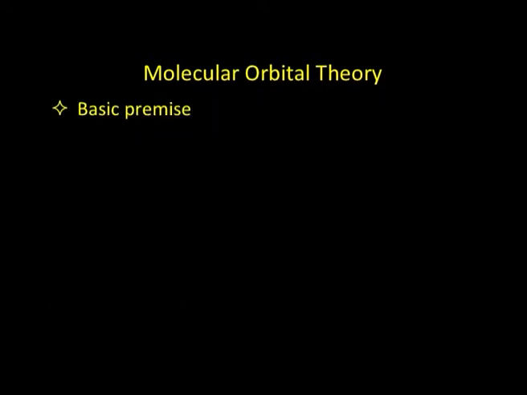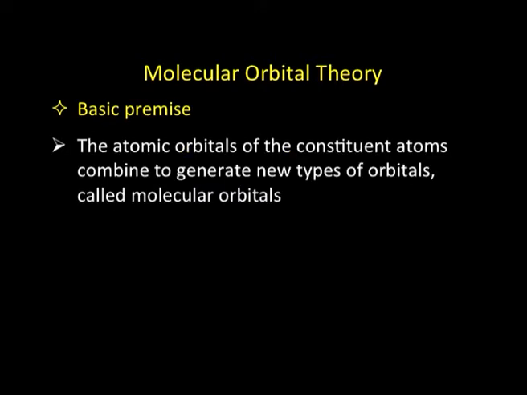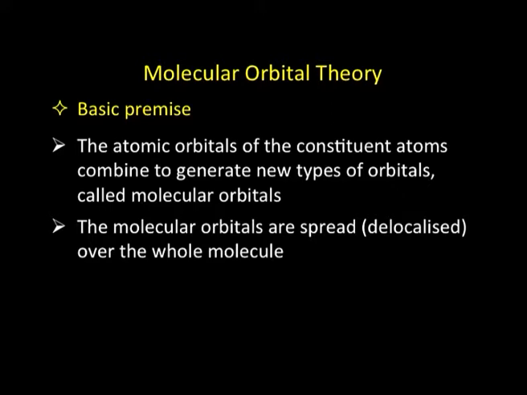The basic premise of this theory goes as follows: the atomic orbitals of the constituent atoms combine to generate new types of orbitals called molecular orbitals. What happens here is, you have two atoms, atom A and atom B, and the two have to bind together. For that to happen, this theory proposes that these two orbitals, say of atom number 1 and atom number 2, come close, overlap, mix together and generate new orbitals which are called molecular orbitals, and those molecular orbitals are spread over, or delocalized over, the whole molecule.